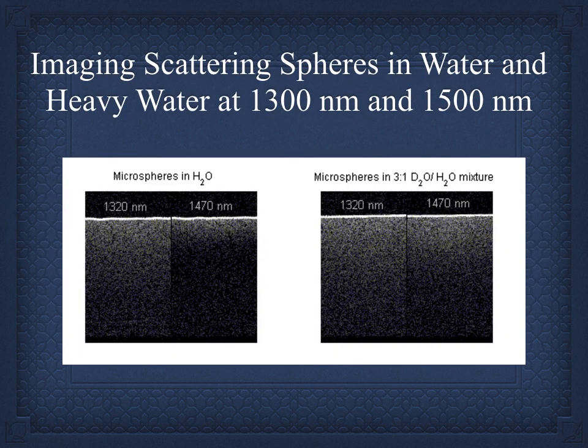So what we did is we took water and we put scatterers in water, and then on the left we imaged it in water, and you could see the reduced penetration at 1470 nanometers wavelength. Now on the right, what we used is a 3-to-1 ratio of heavy water. So the hydrogens were replaced by deuterium, and they don't absorb at 1500 nanometers. And so imaging was almost completely restored. Wasn't totally, because it's still 25% normal water. So the decreased penetration was due to absorption, not scattering.